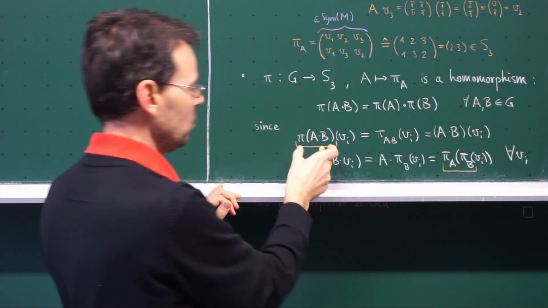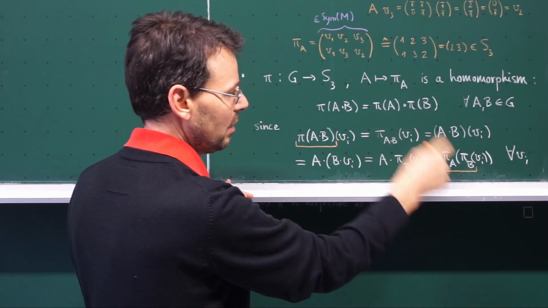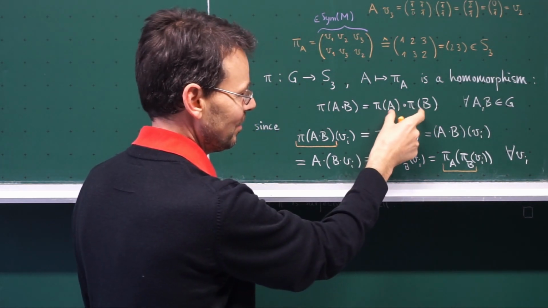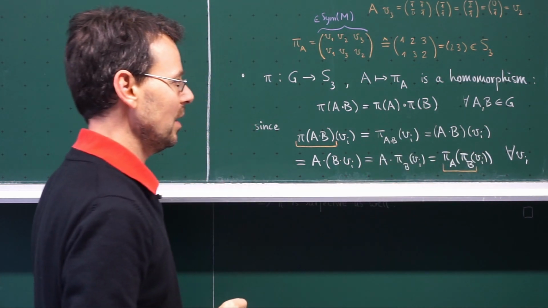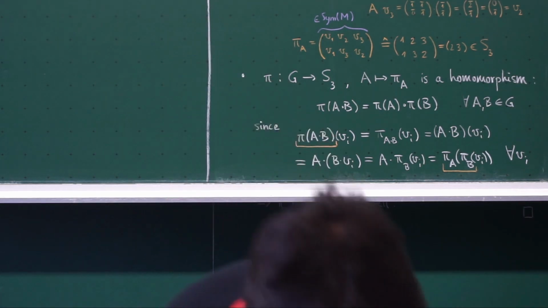So this shows that this map is the same as this, which I should have written like that in the end, but I ran out of space, sorry. So you have to imagine that this here is exactly the composition applied to Vi. So this shows that pi is a homomorphism.